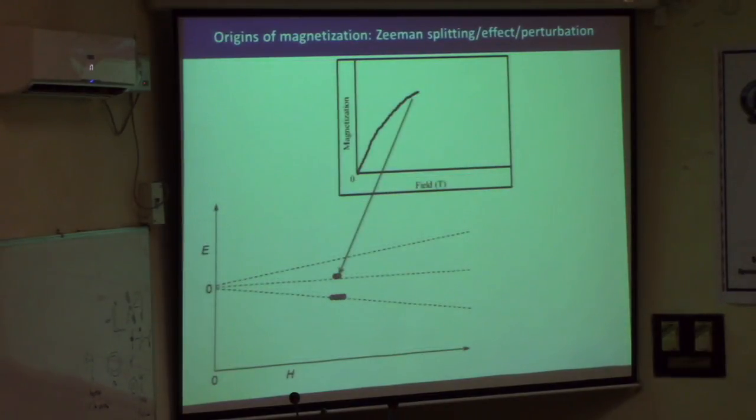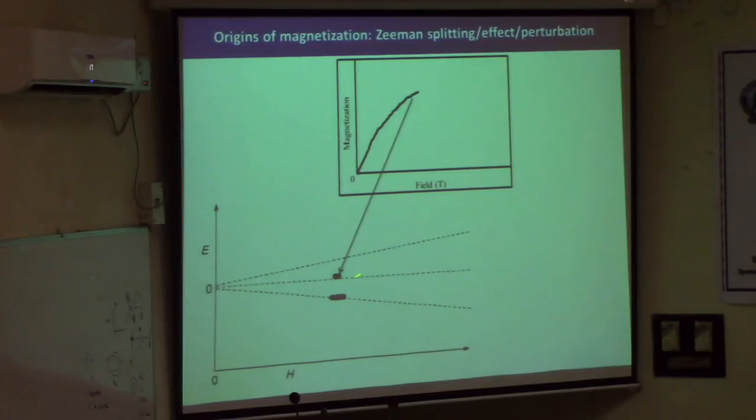Then we go again. Now the field has increased to such a level that it's no longer possible to populate the highest energy state because the thermal energy is not enough to overcome the barrier. So the population of this level begins to increase, and this one also starts to be populated in preference to this one.